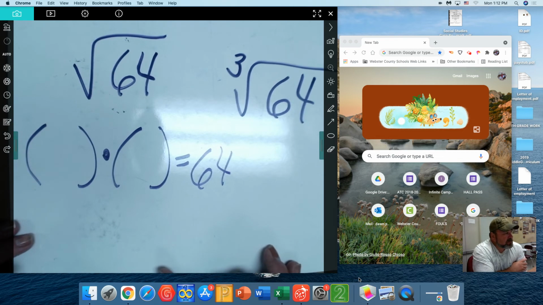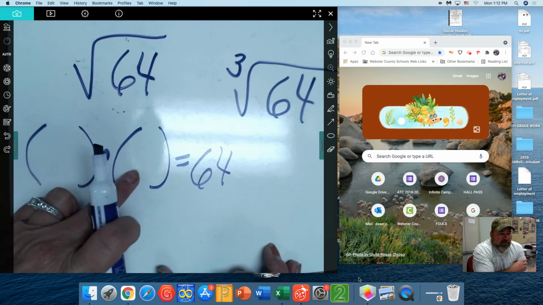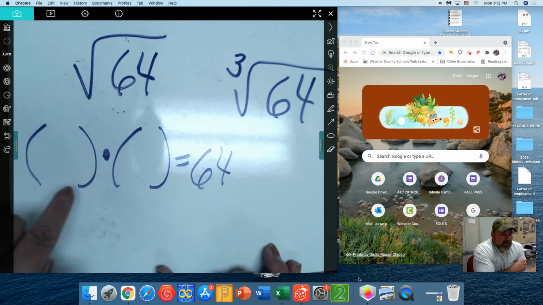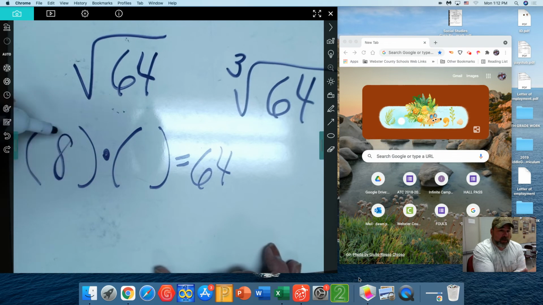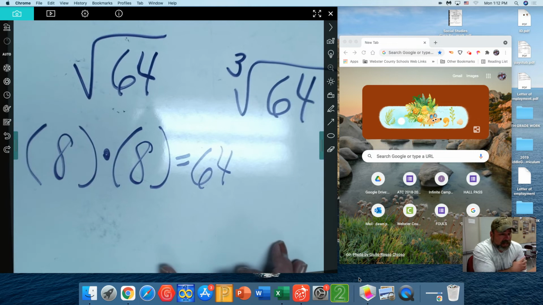So if I'm looking at the square root of 64, I'm trying to figure out what number I multiply by itself twice. So I've got 2 blanks here to give you 64. Right. So again, we're going backwards from squaring. What number times itself gives us 64? Well, you've got it. It's 8. So that means the square root of 64 is 8.